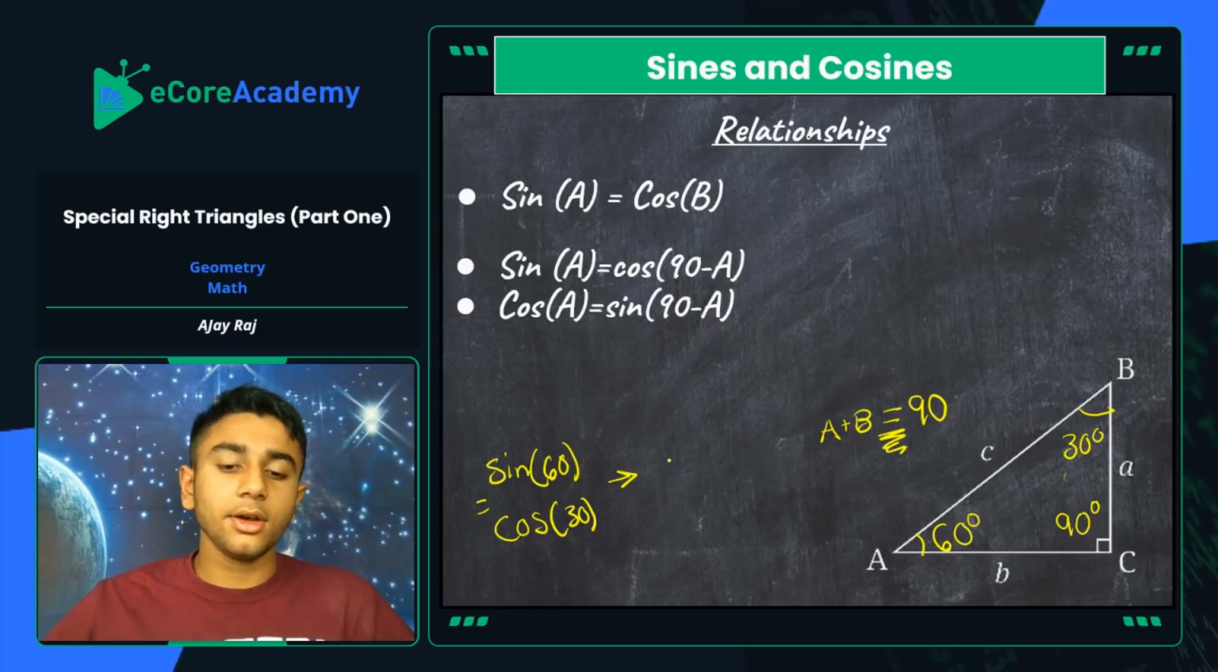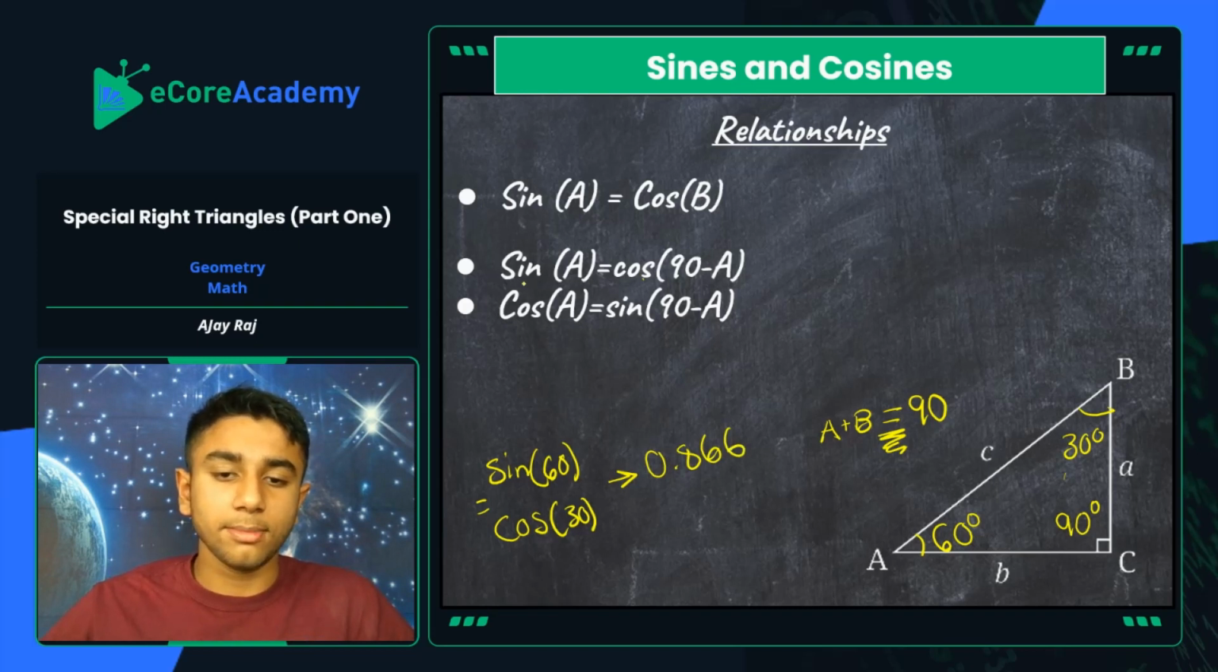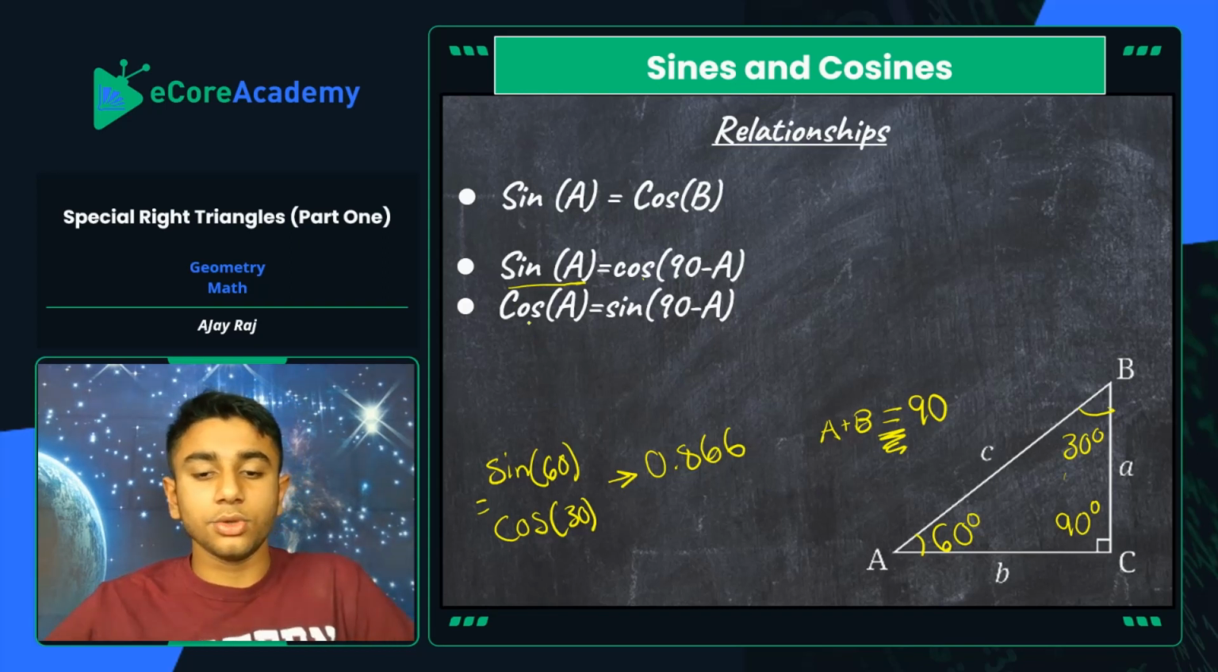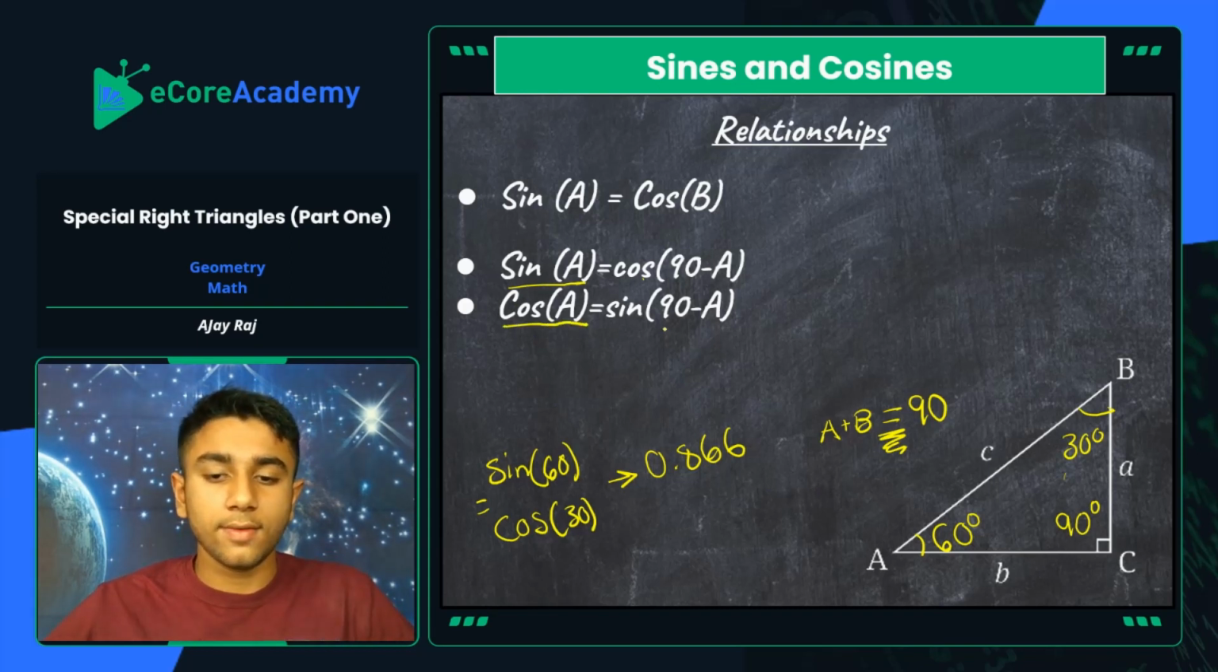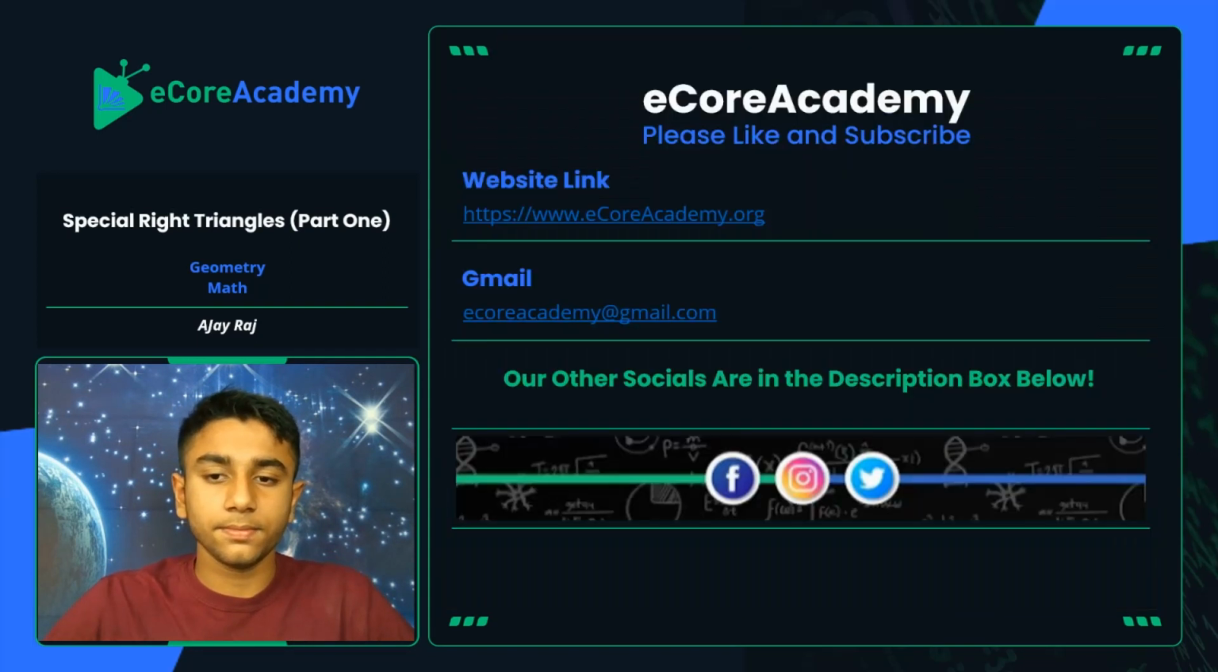So with that being said, our sine of 60 and cosine of 30 are approximately 0.866, and they are actually equivalent, and that's represented by this here. So sine of A is equivalent to cosine of 90 minus A, and the cosine of A is equivalent to the sine function of 90 minus A.